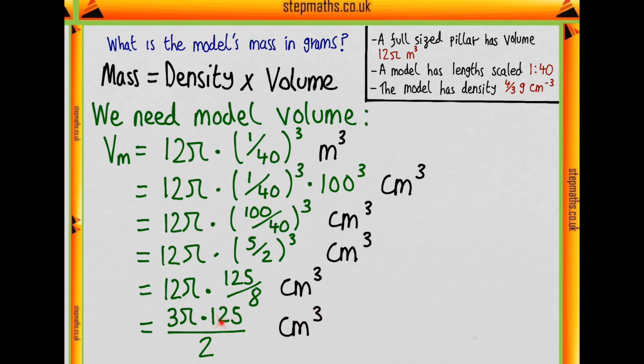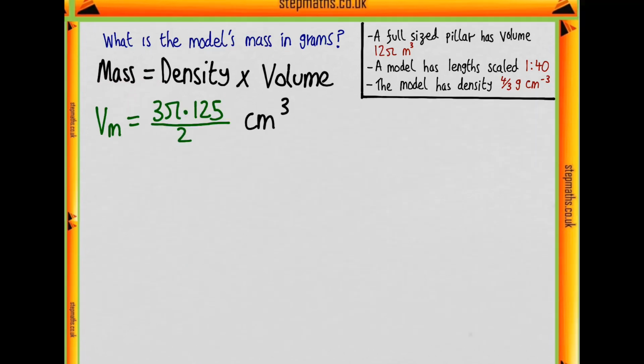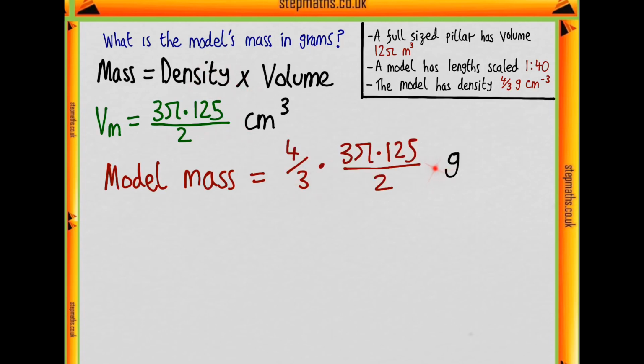It's a little bit ugly, this, but no worries, because this isn't our final answer. We're actually asked for the mass, aren't we? So let's work that out now. We've got the volume of the model here, and we need the mass of the model. So the model mass is equal to the density, which is 4/3, times this volume we just calculated. And this is in grams, because it's grams per centimetre cubed, and centimetre cubed here. So all the units line up.